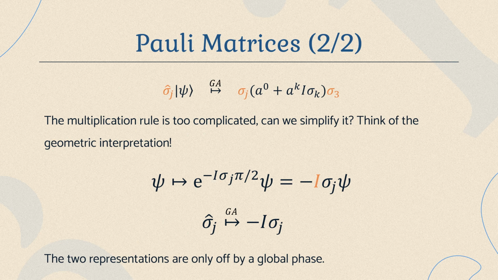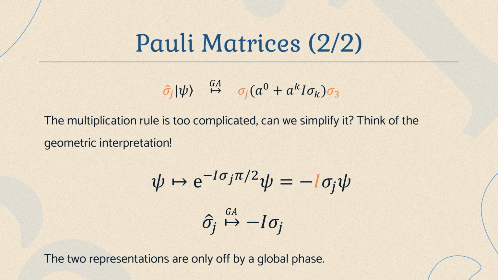However, the multiplication rule is a bit too clumsy. Why do we want the sandwich product for a spinor state? Can we simplify it? Let us think of the geometric interpretation of the action of the Pauli matrices. When a state is acted on by a Pauli matrix, it in fact rotates the Bloch vector by 180 degrees about the respective sigma j axis.